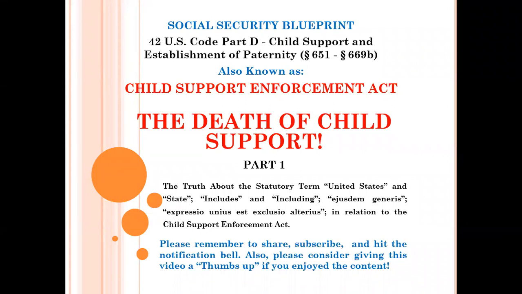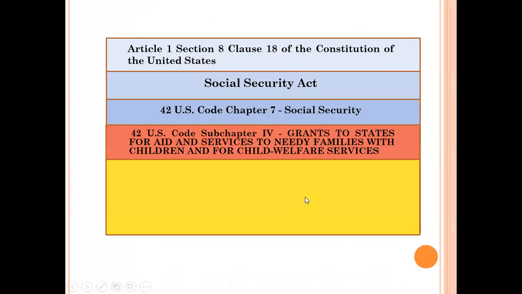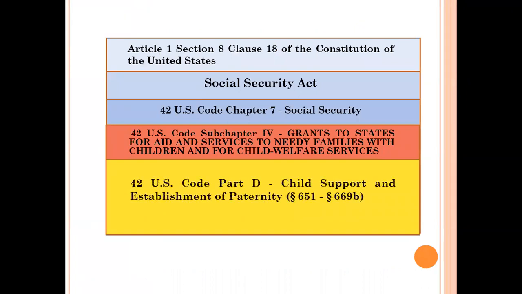This is the Child Support Enforcement Act, the Death of Child Support, Part 1. The truth about the statutory term United States and state includes and including, ejusdem generis, expressio unius est exclusio alterius, in relation to the Child Support Enforcement Act. We're going to make our way over to 42 U.S. Code, Subchapter 4. Then we're going to make our way over to Part D, Child Support and Establishment of Paternity, sections 651 through 669B.